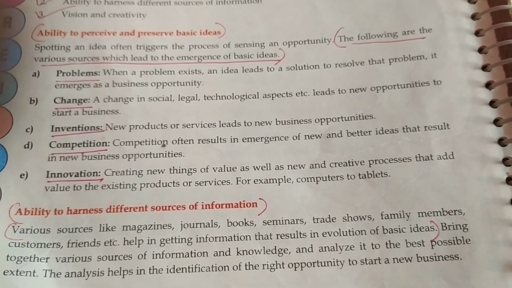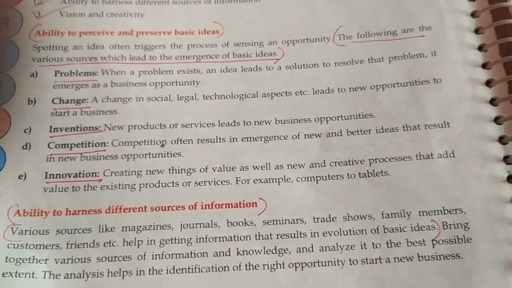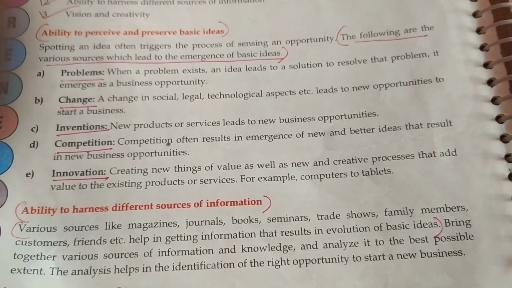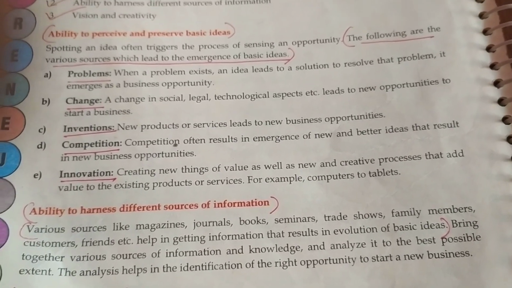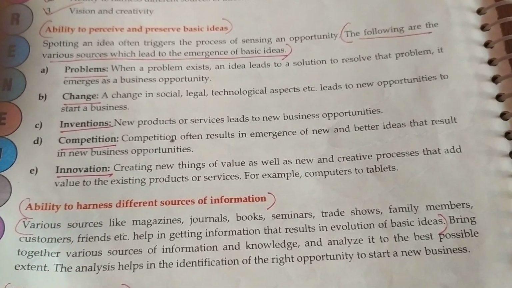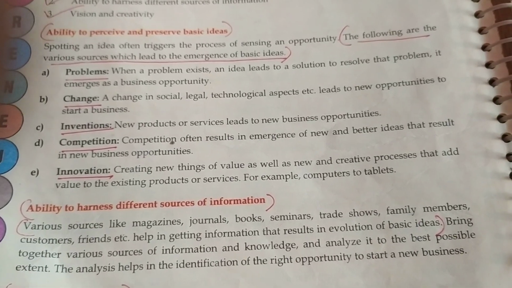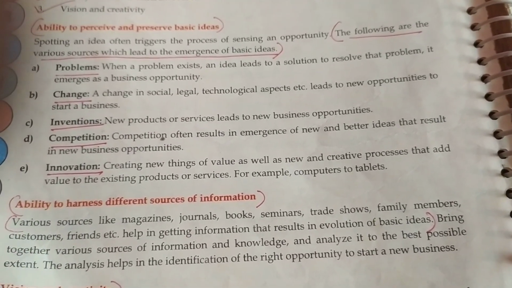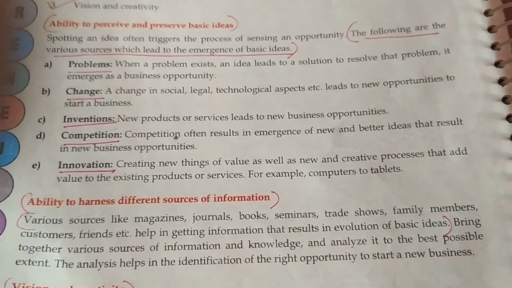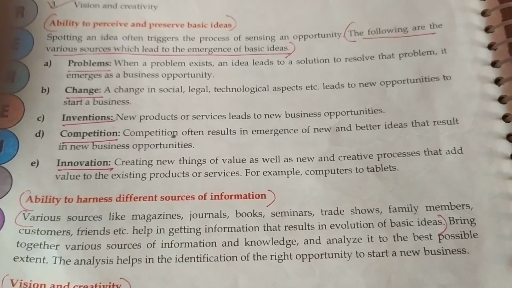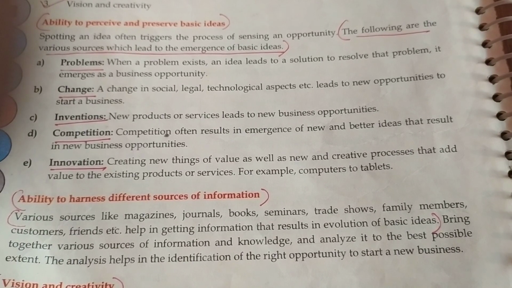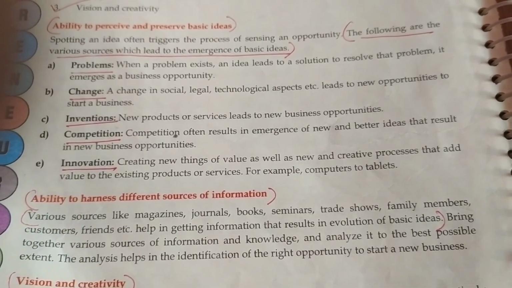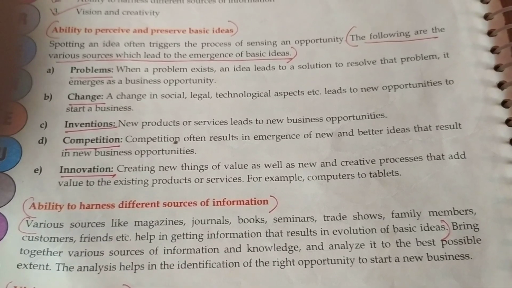These are the common sources of information. Magazines, journals, books. Okay, there could be some exhibitions, trade shows. Your family members can give you a lot of information. Your friends, your customers. Okay, these are all sources for getting different kinds of information. You will get a lot of information, necessary information, unnecessary information. You need to judge and you need to decide what information you will be taking care of.